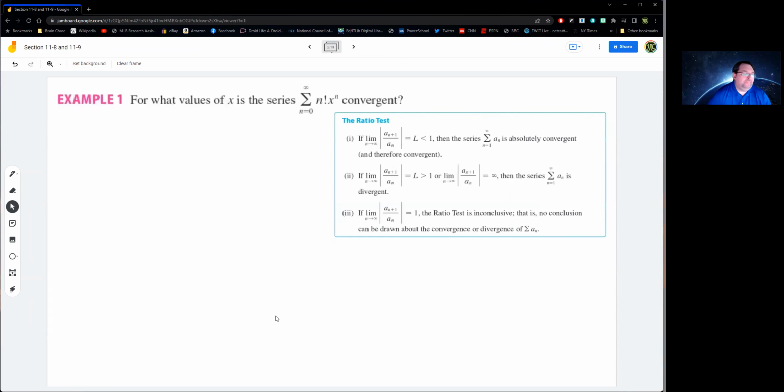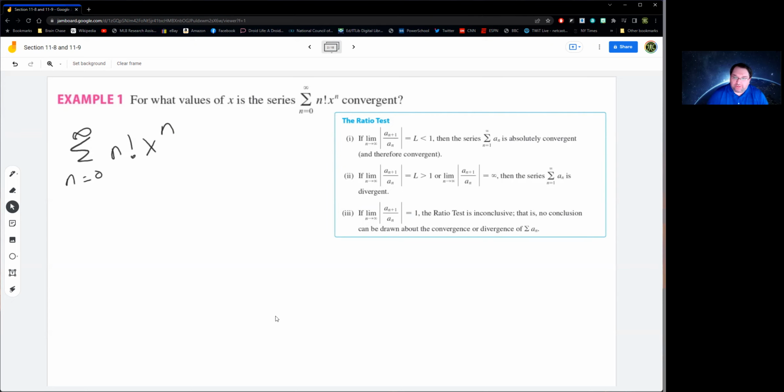All right, so let's look at one. So this one right here, it's the summation from n equals 0 to infinity of n factorial x to the n power. So we want to find out for which values of x this series is convergent.